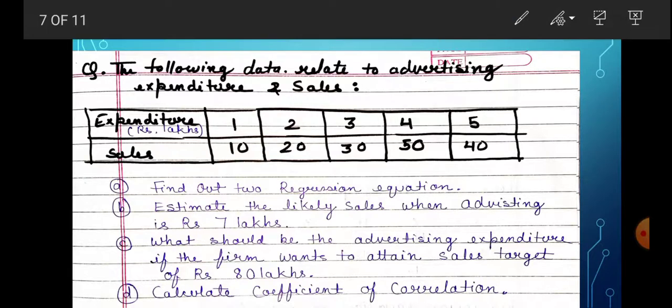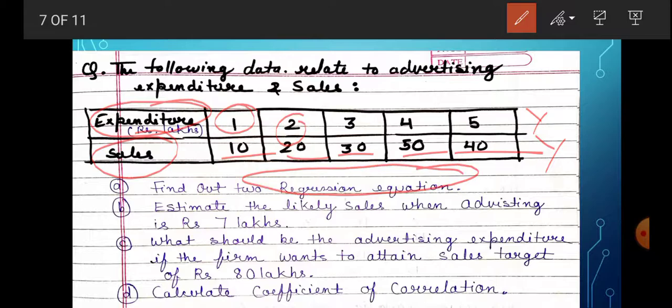This is the important part of regression analysis, how to solve any question. Now here, learners, two things are given. Expenditure, it is in lakh. Don't think it's 1, 2, 3, it's 1 lakh, 2 lakh, 3 lakh. Sales 10, 20, 30, 50 and 40. So this one is x and the other one is y. Expenditure is x and sales is y. So we have to find the two regression equations.